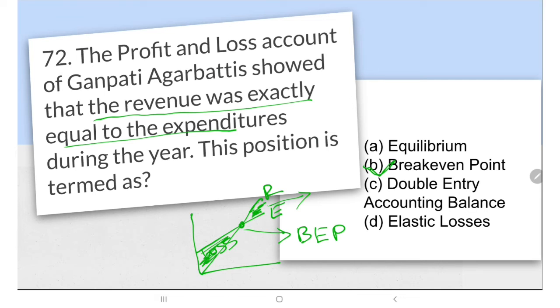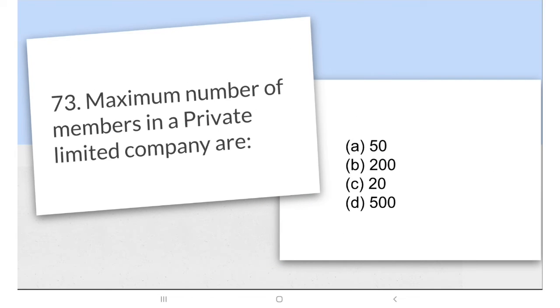Okay, let's see the next question. Question 73. Maximum number of members in a private limited company are. So before you see the options, all look like familiar numbers like 50, 200, 500. So let me say it in advance. Try to remember it always, like first, public limited company and private limited company.